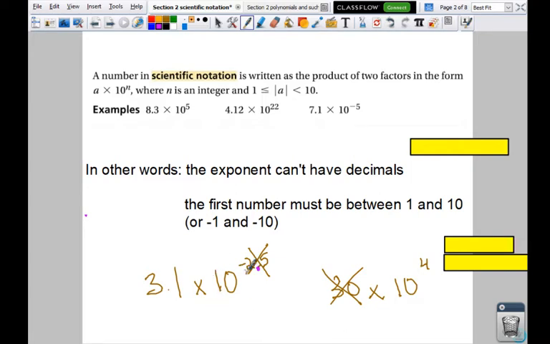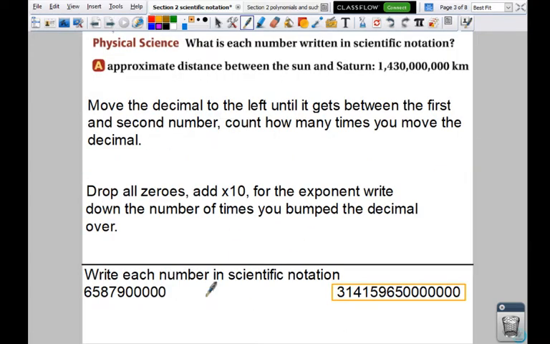Alright, so we're going to practice writing numbers in scientific notation. And we use scientific notation because some numbers are really kind of a pain to write. So, for example, the approximate distance between the Sun and Saturn is, let's see, 1,430,000,000 kilometers. That's really a pain to write. It's not very fun. So, we use scientific notation because it's way easier. And I've given you all the steps right here.